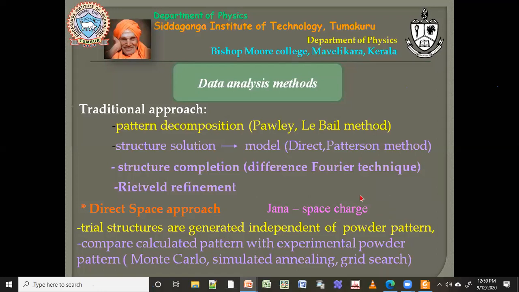But if you are already working on some known structures, then you will just do the traditional method. So in our workshop, we'll use more the traditional method, not the direct space. Direct space is a little bit tricky, and also it is time consuming. So we'll go one by one.